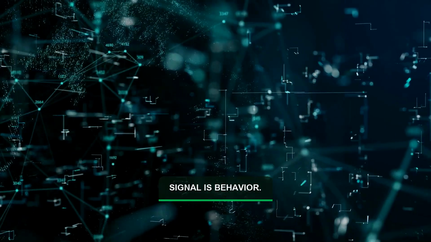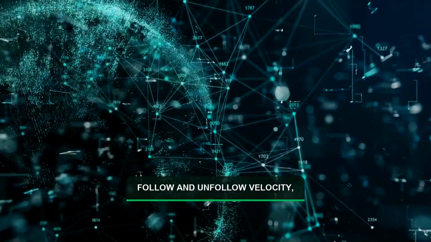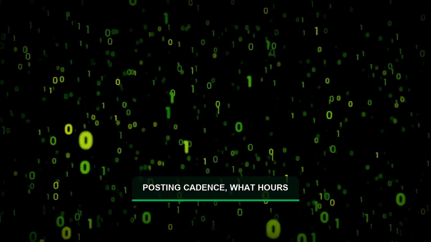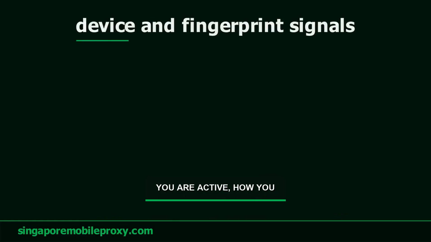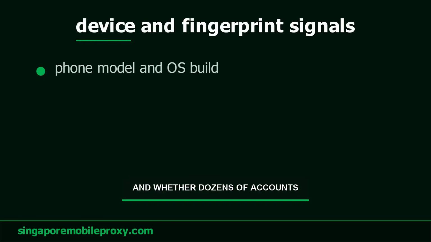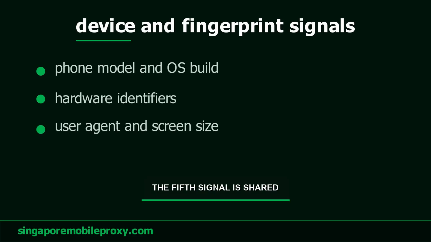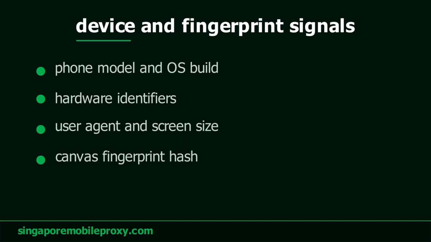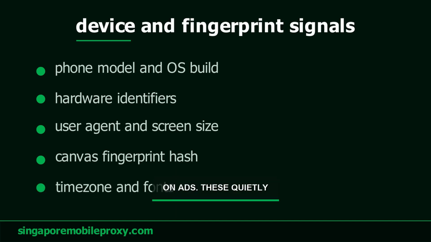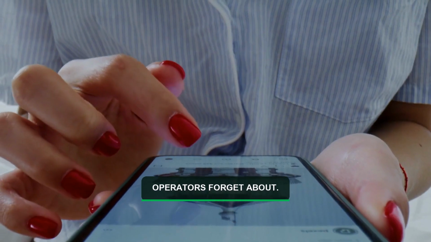The fourth signal is behavior. Follow and unfollow velocity, posting cadence, what hours you are active, how you scroll, and whether dozens of accounts move in lockstep. This is the hardest one to fake because it requires acting like a real distinct person. The fifth signal is shared details. The same recovery email, the same phone number, the same contacts uploaded across accounts, even the same payment method on ads. These quietly stitch accounts together in ways operators forget about.